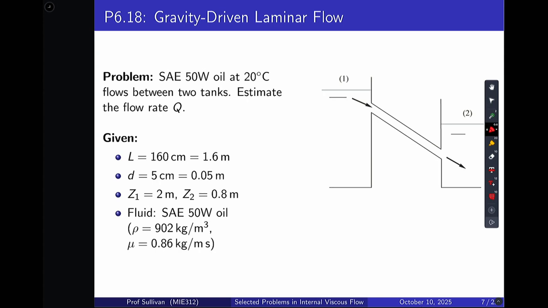Okay, continuing. You're going to spend a lot of time on this. So I have SAE 50 weight oil at 20 degrees C flowing between 2 tanks. Tank 1, tank 2. I have a length between the 2 tanks of 1.6 meters, D of 5 centimeters, and the height difference is 1.2 meters.